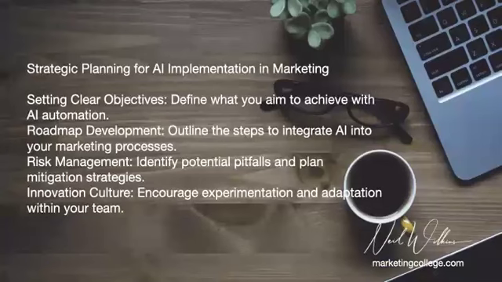So we need to set some clear objectives. We need to develop a roadmap. We need to outline the steps to integrate AI into our processes. We need to identify those risks that I talked about before. And as we get people engaged in these conversations, we need to, wherever we can, build a culture of innovation.